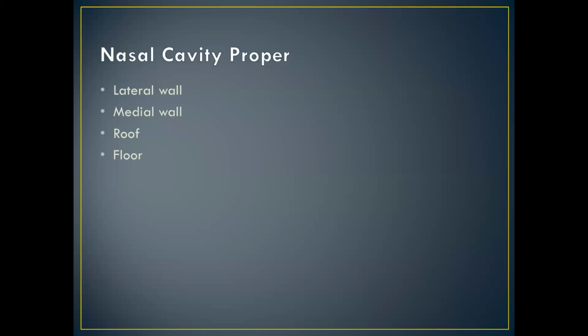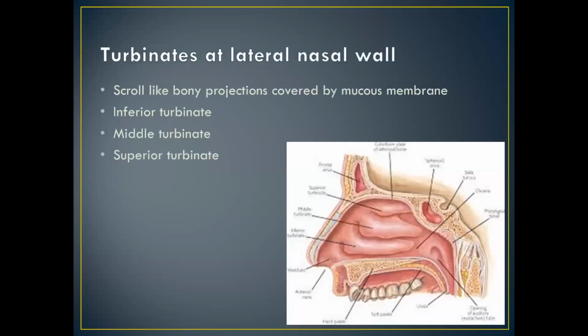Nasal cavity proper, for the purpose of description, is again divided into the lateral wall, medial wall, roof, and floor. Now, the lateral wall of nasal cavity. Look at this figure. This is the lateral wall of nasal cavity. You can see three prominent structures, three bony ridges here.